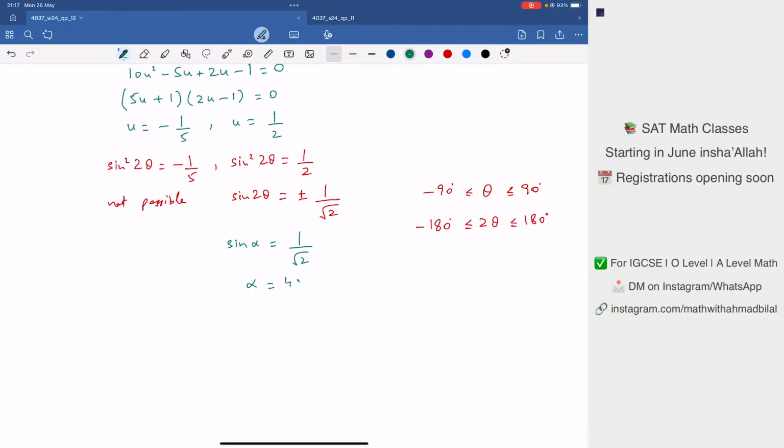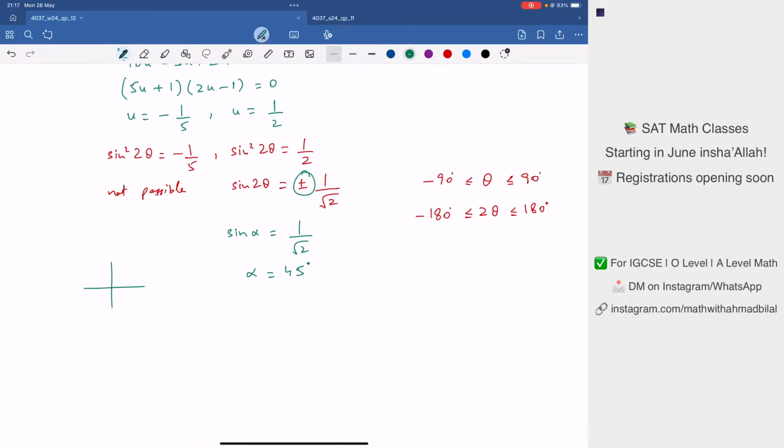The basic angle turns out to be 45. You can put this on your calculator, sine inverse of 1 over under root 2, and that should give you 45 degrees. Think of quadrants now. Sine is either positive or negative. There's no restriction, right? What does that mean? That means we could be in any one of the 4 quadrants. All the 4 quadrants are possible, right? We could be in any quadrant.